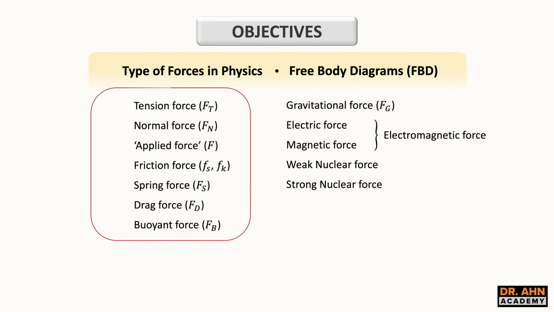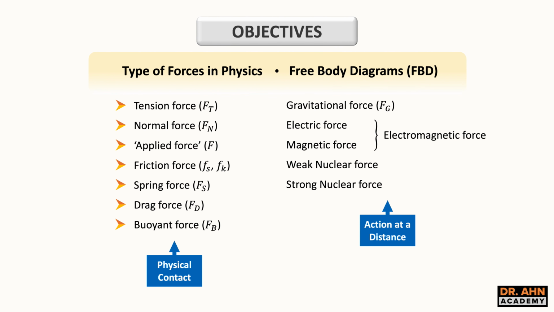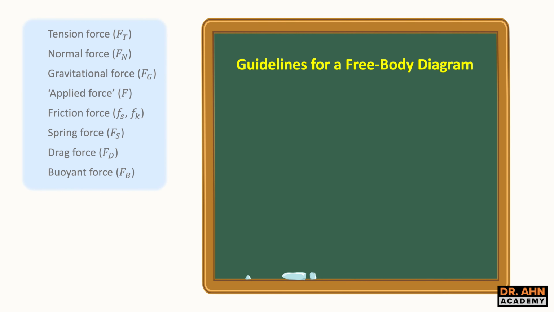For these forces on the left column to be produced, objects need to be in physical contact with each other. On the other hand, for these forces on the right column, objects are experiencing the forces even when they're not in contact with each other. So in mechanics, we'll deal with all these forces on the left and the gravitational force on the right. Well, let's begin with guidelines for drawing a free body diagram.